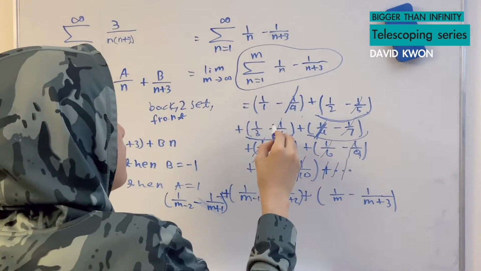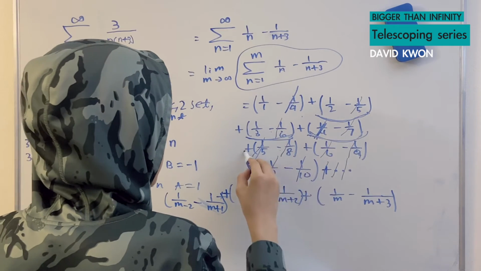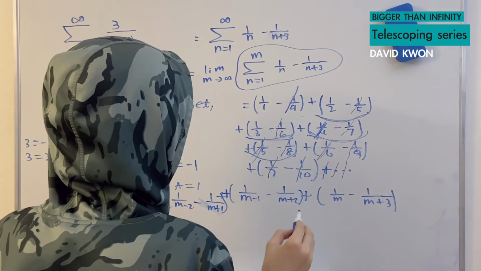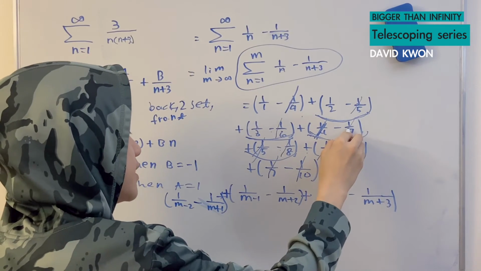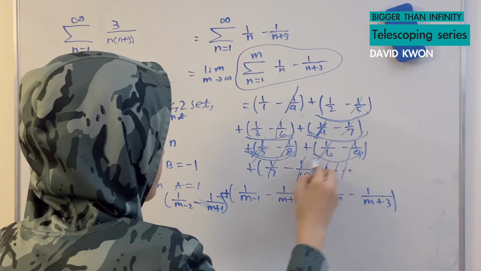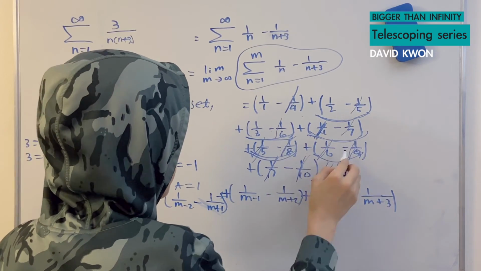Now negative 1 over 6, that's the back number. Skip this set, then cancel it off by the front number. And then negative 1 over 7, that's the back number. Skip one set, two sets, and then cancel off this. And then, yes, you guys can see what I'm doing now.